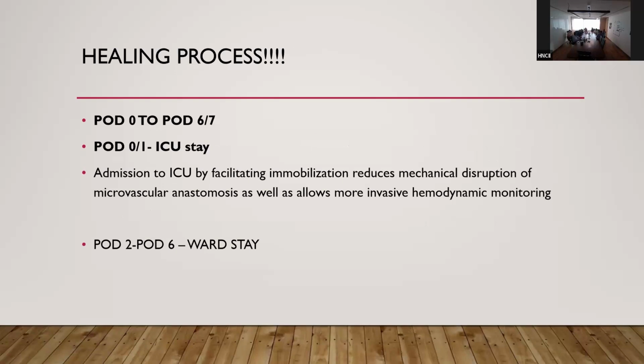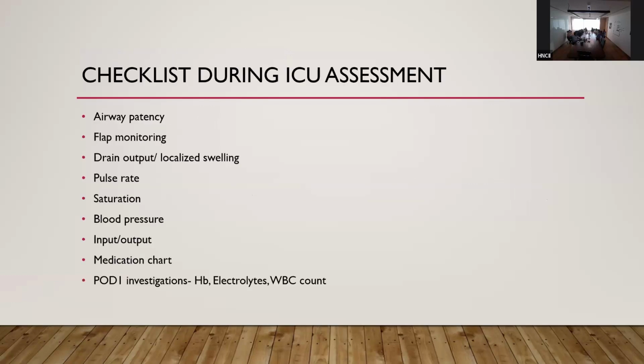So day 0 or 1 is an ICU stay where the patient generally has immobilization, which reduces the mechanical disruption of the microvascular anastomosis, as well as allows for more invasive hemodynamic monitoring. And day 2 to day 6 is a ward stay. So you divide your management into ICU stay and ward stay. So there's an important checklist you should follow during your ICU management.